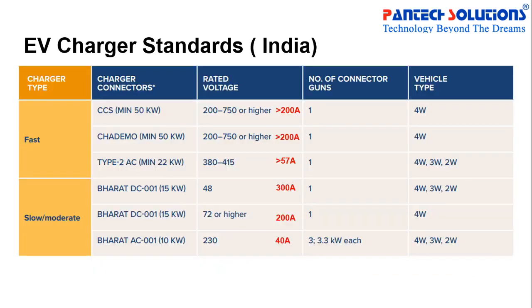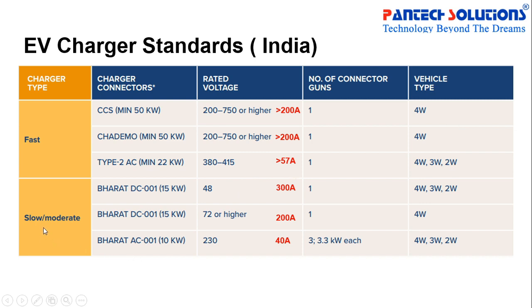And as for the Indian standards, see here, there are two different types of charger: one is fast, and the other is slow or moderate. In the fast charger or DC charger, like type 2 AC, the maximum is 57 ampere. The voltage range is 380 to 415. This standard is as of 2020, for 4-wheelers as well as 2-wheelers.